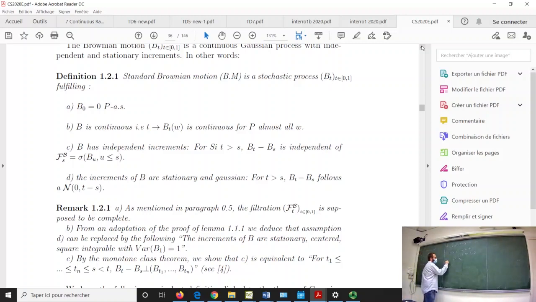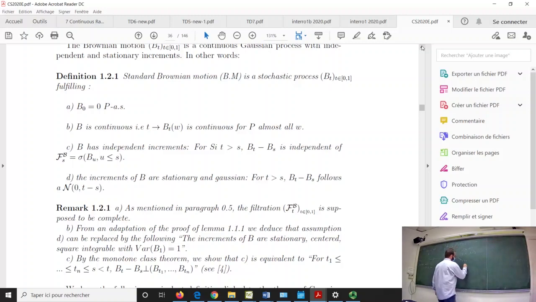If I have T equal to S, what is gamma of T? Yes, it's T because it's the variance of BT. And I know that BT follows N(0,T), so its variance is T. So when they are equal, I obtain the result I want. And now I just have to have a look at this other case. Because by symmetry, I can always suppose that the first time is strictly greater than the second one. So T is strictly greater than S.